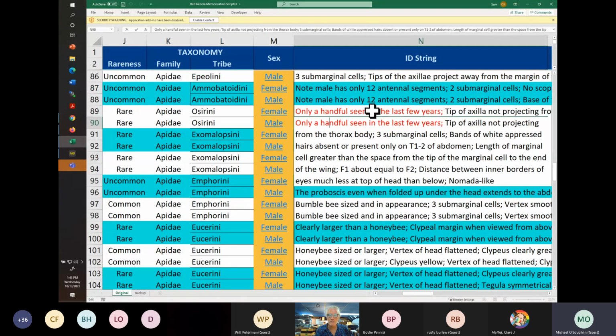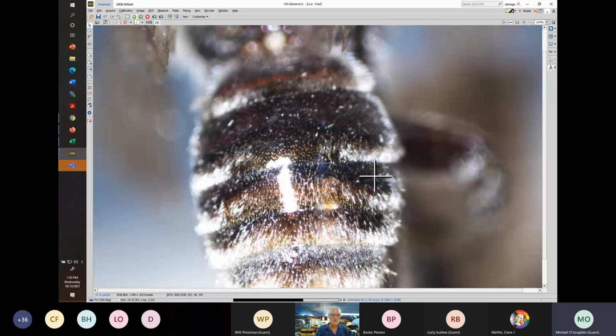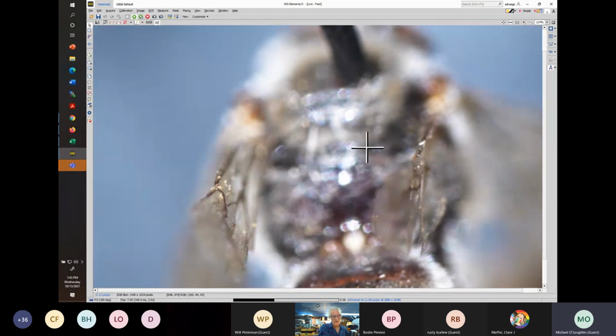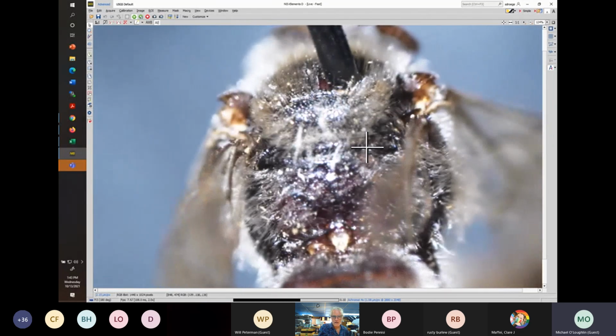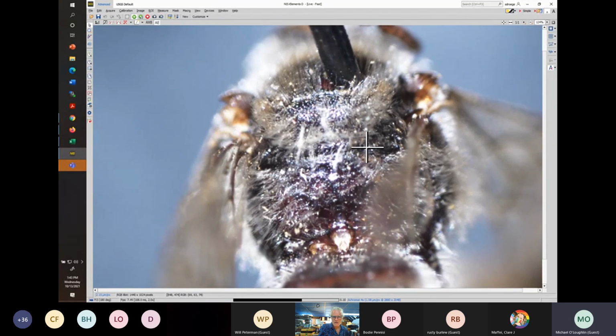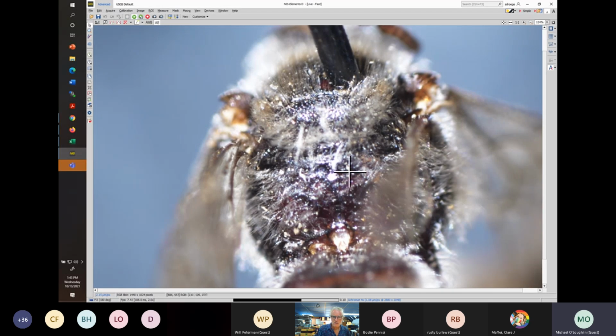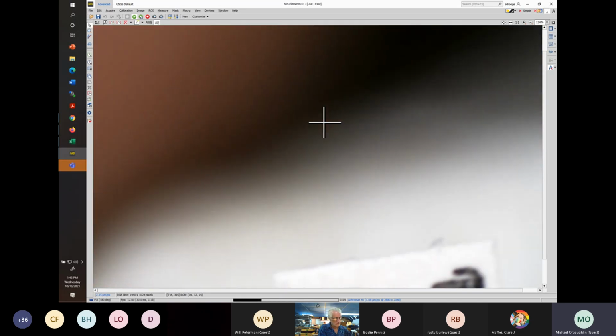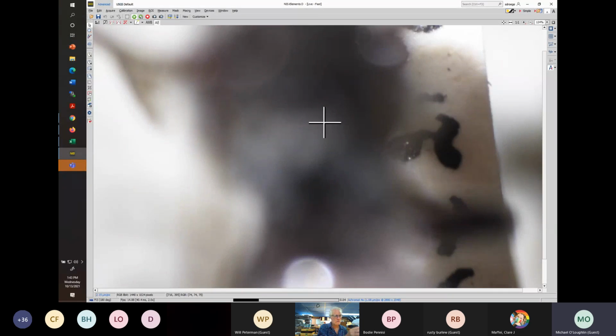If we go back here and look at the tips of the axillae, they would not be projecting. We'll check that out, and the length of the marginal cell compared to the distance at the end. So if we move this, we should see the area around the scutellum where the axillae are, and it's very dirty. So here's the propodium and metanotum. I'm going to change the orientation. Scutellum, there's enough hair there that it was hard to see what's going on.